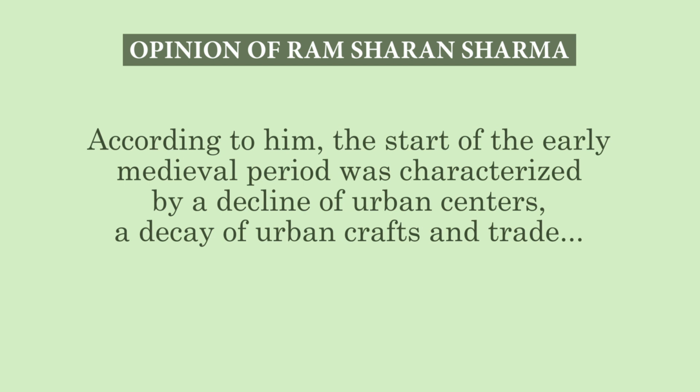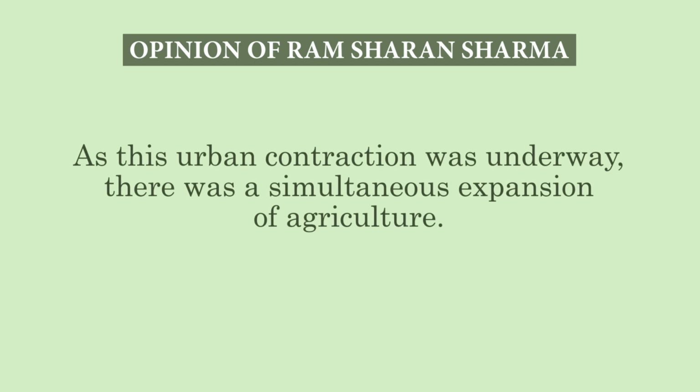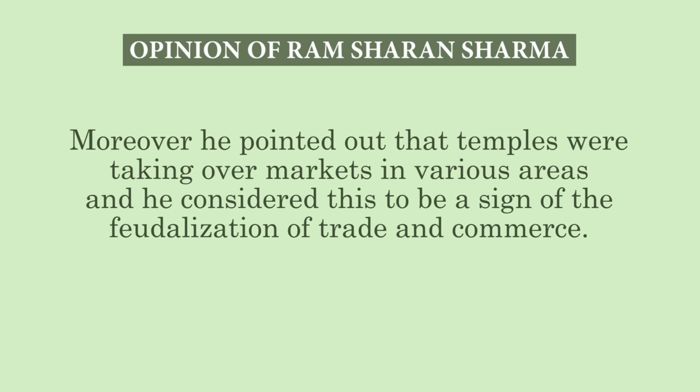According to him, the start of the early medieval period was characterized by a decline of urban centers, a decay in urban crafts and trade, a migration of artisans to rural areas, and an ensuing blurring of lines between rural and urban centers. As this urban contraction was underway, there was a simultaneous expansion of agriculture. Moreover, he pointed out that temples were taking over markets in various areas, and he considered this to be a sign of the feudalization of trade and commerce.